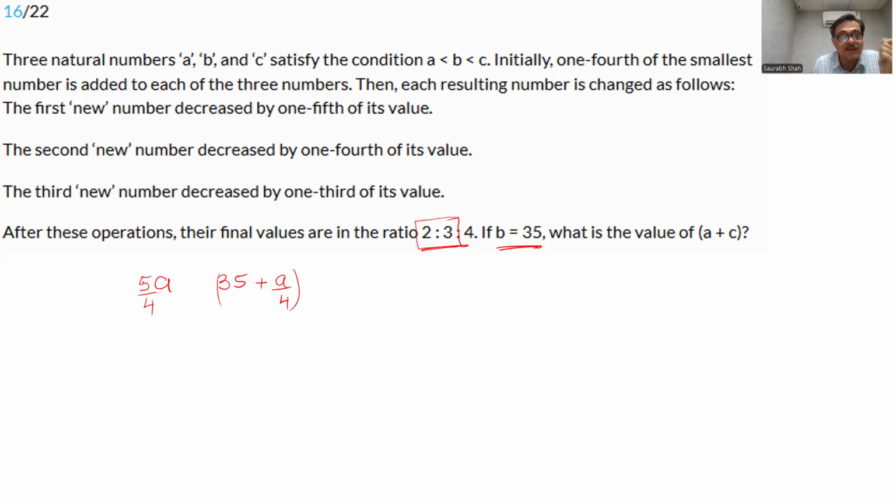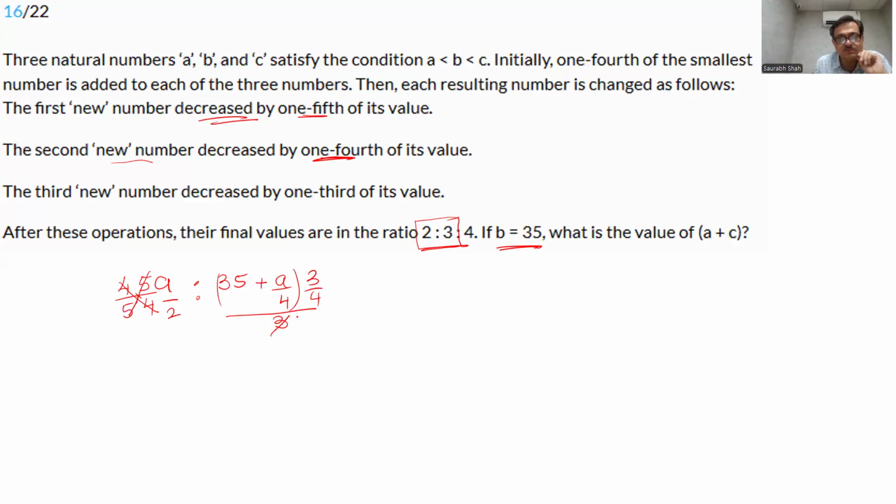Now we are decreasing the first number by 1/5, so it becomes 4/5, and that means it becomes A again. What are we doing to the second new number? The second new number is decreased by 1/4, so it becomes 3/4. And these two new numbers are now in the ratio 2:3. So this by 2 is equal to this by 3.